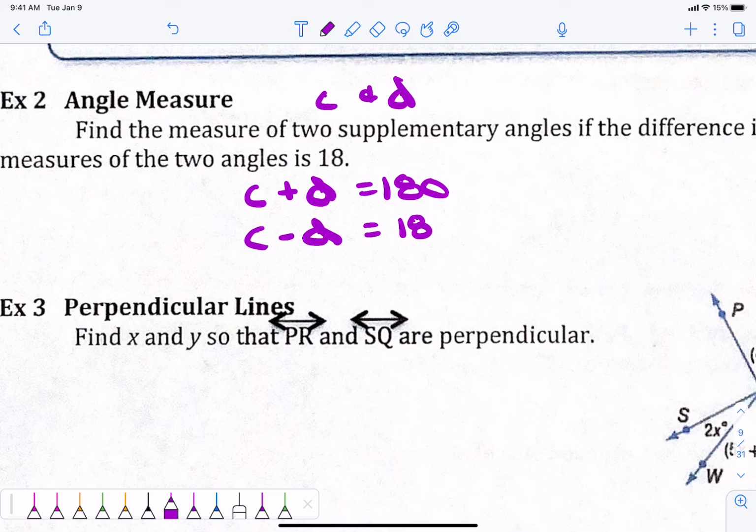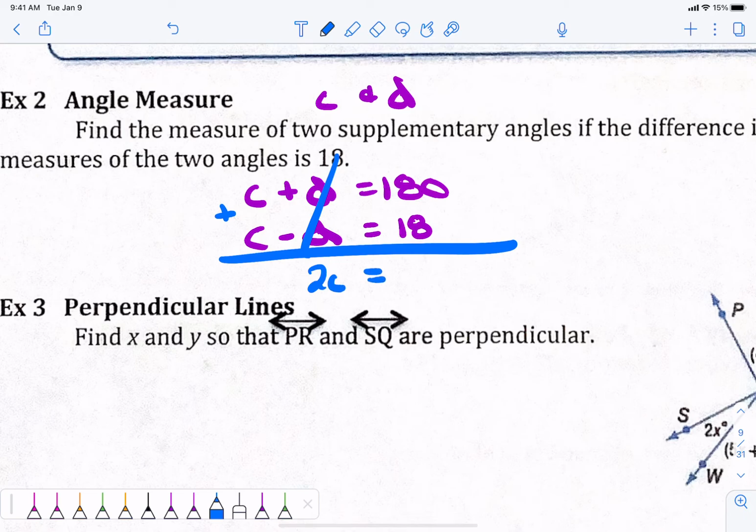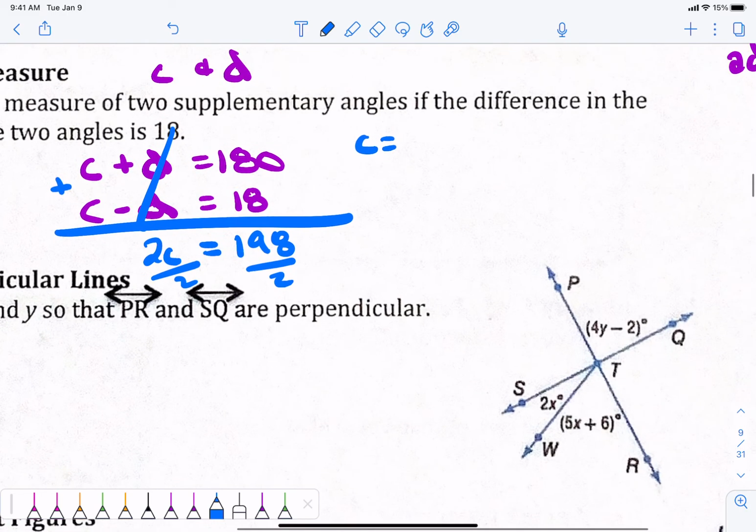How do we figure out what C and D are? Do you guys remember in algebra we would do substitution and elimination? If I add these two equations right now, does one of my variables cancel out? Yeah, the D does. What's C plus C? 2C, and 18 plus 180 is 198. Then you divide by 2. C is 198 divided by 2, which is 99 degrees.